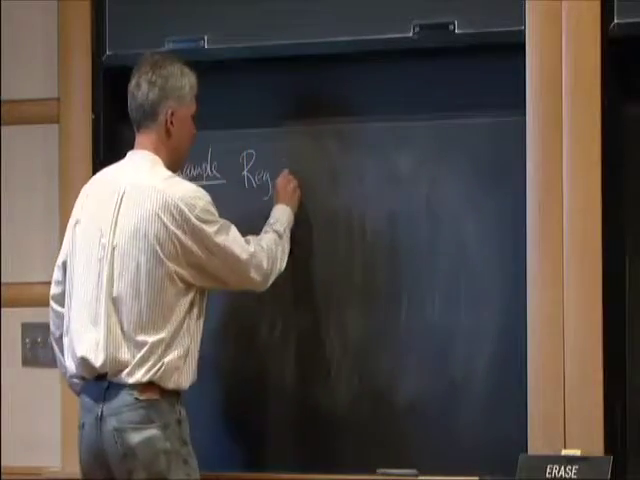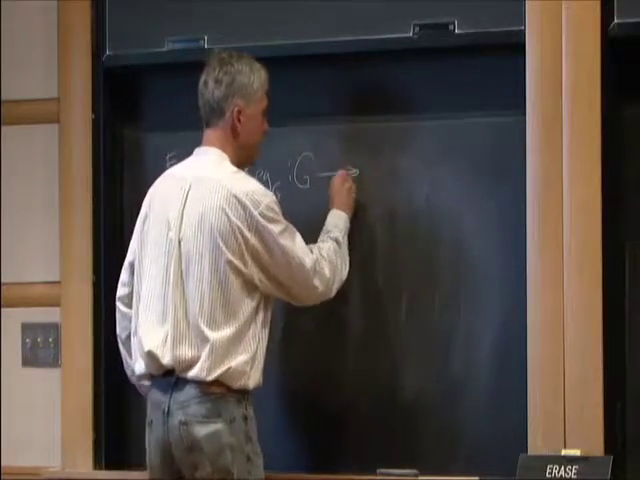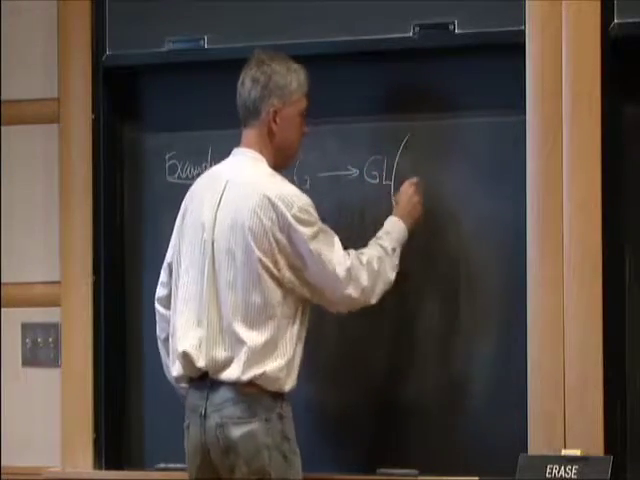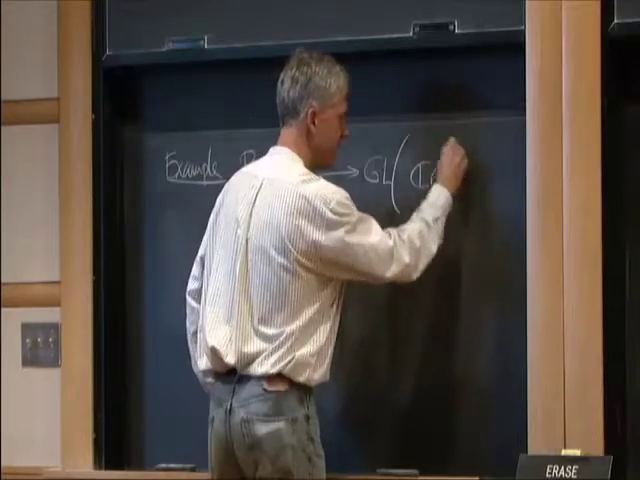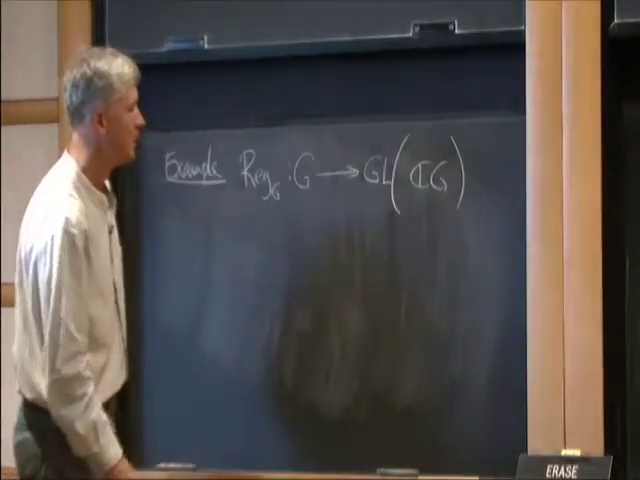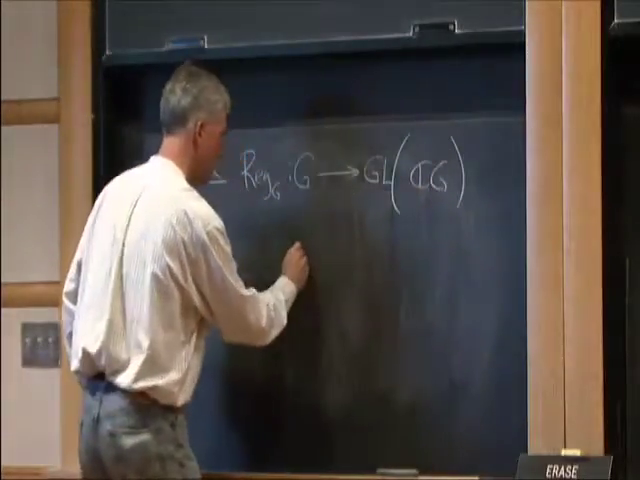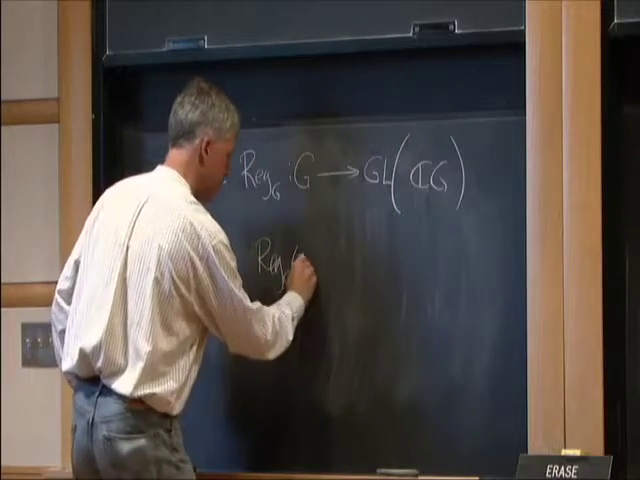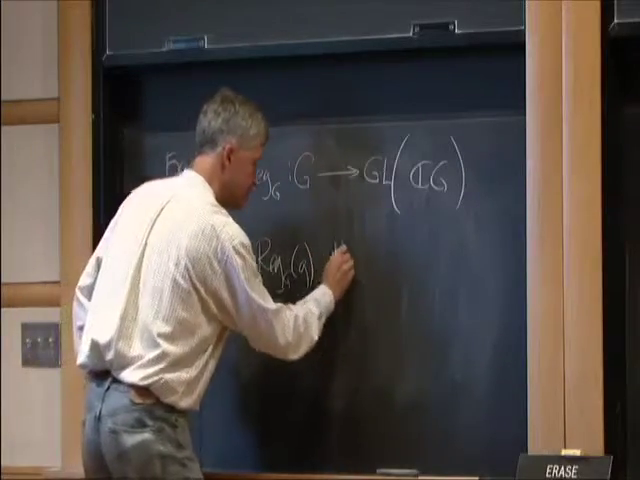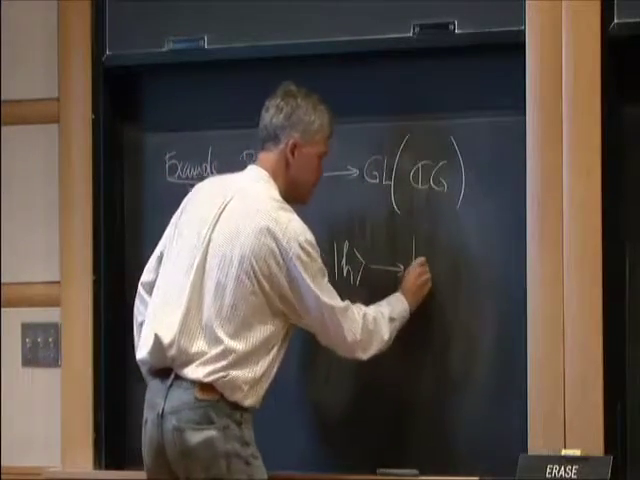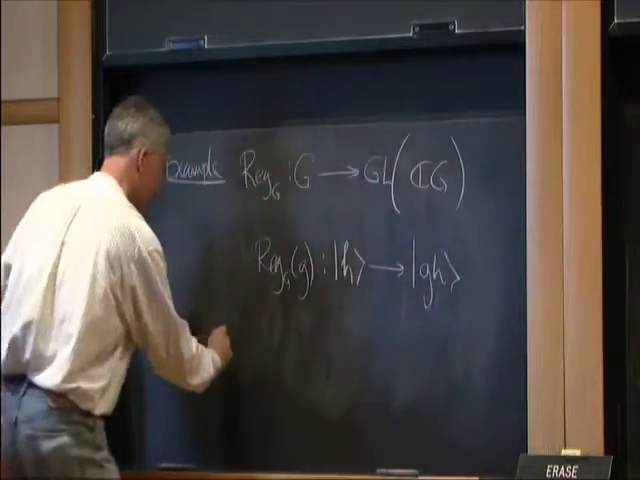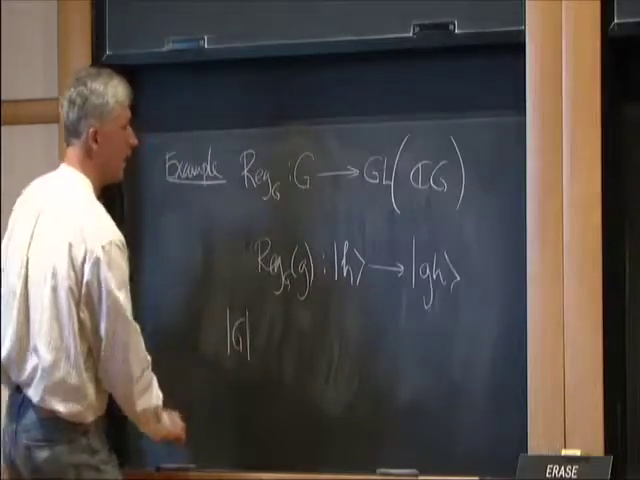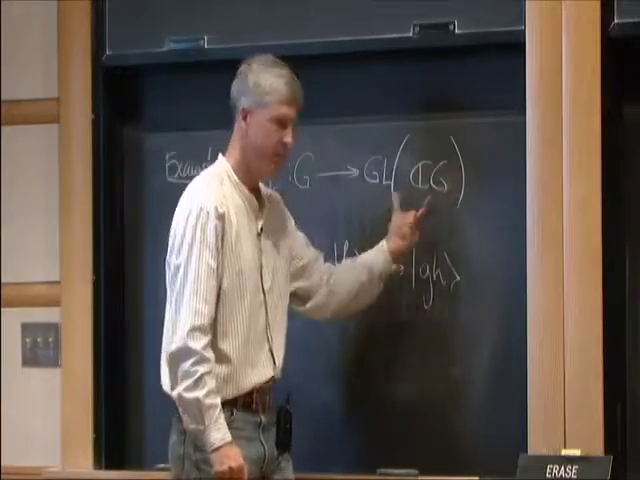Okay. So this is the representation that maps G into, and what goes here is actually C^G, right? It's the collection of all complex valued functions on the group. And what does this representation do? If I apply it to a group element G, it takes H to GH. So this is a representation on a G-dimensional space.